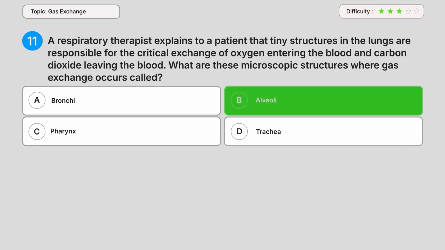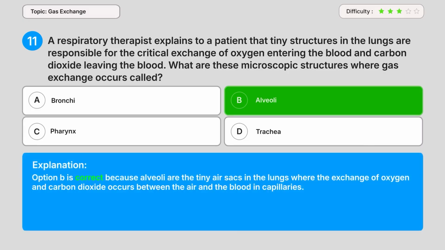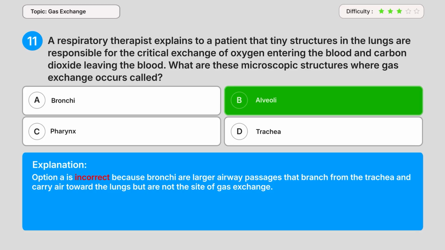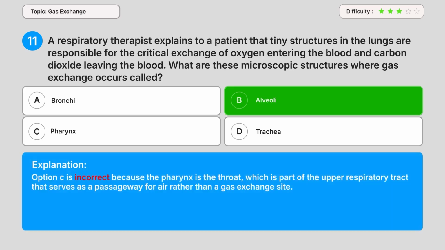Correct answer, B. Alveoli. Explanation: option B is correct because alveoli are the tiny air sacs in the lungs where the exchange of oxygen and carbon dioxide occurs between the air and the blood in capillaries. Option A is incorrect because bronchi are larger airway passages that branch from the trachea and carry air toward the lungs but are not the site of gas exchange.